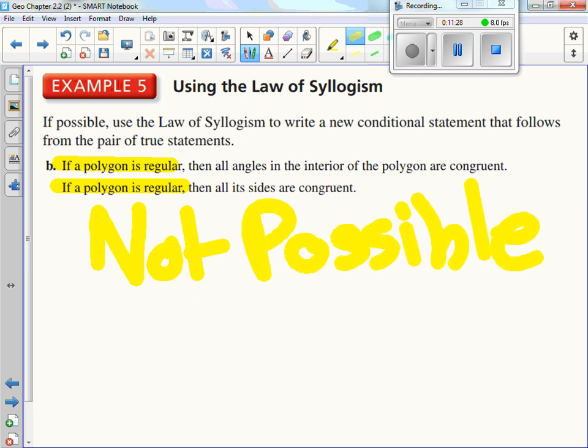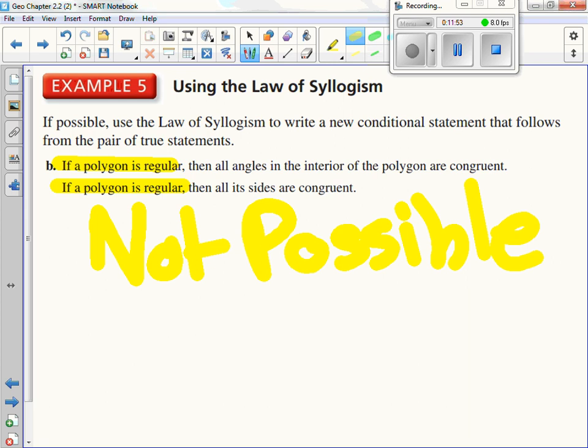Not possible. Because for this to work, we need an if and a then statement. We need an if and a then to match up, and we need an if and a then left over. And this is not saying that these are false. These are two true statements.